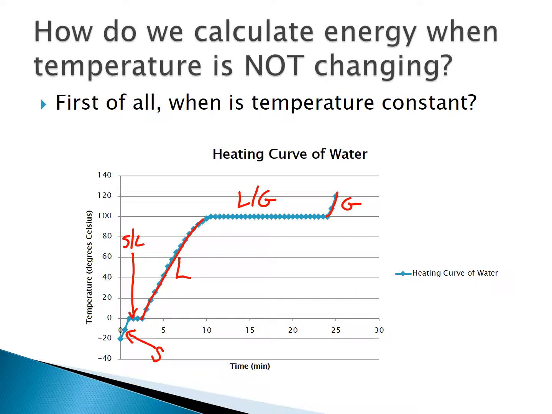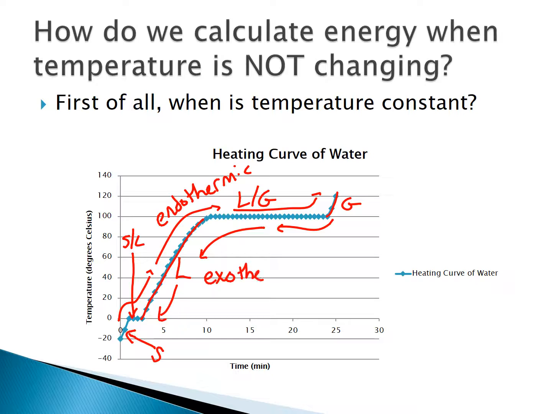Okay? Now, going up the heating curve, these are all endothermic processes because energy is required. Going down the heating curve, these are exothermic. So that can be a helpful way to think about the phase changes.